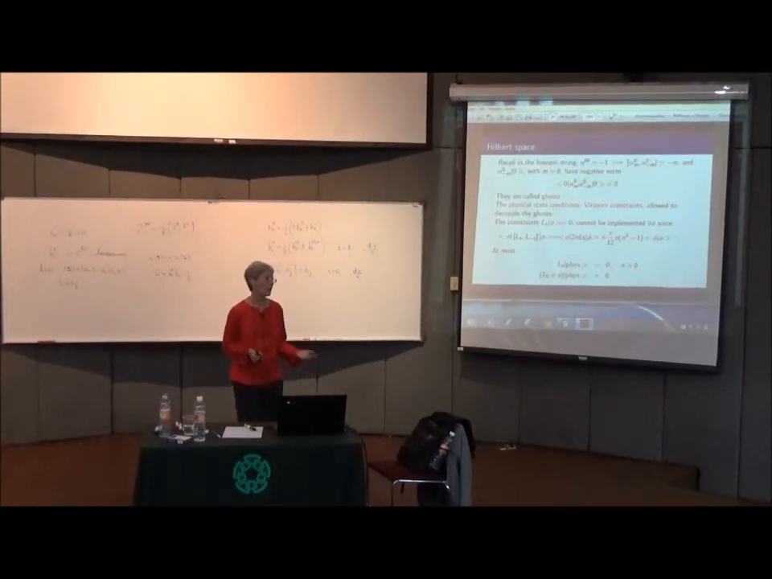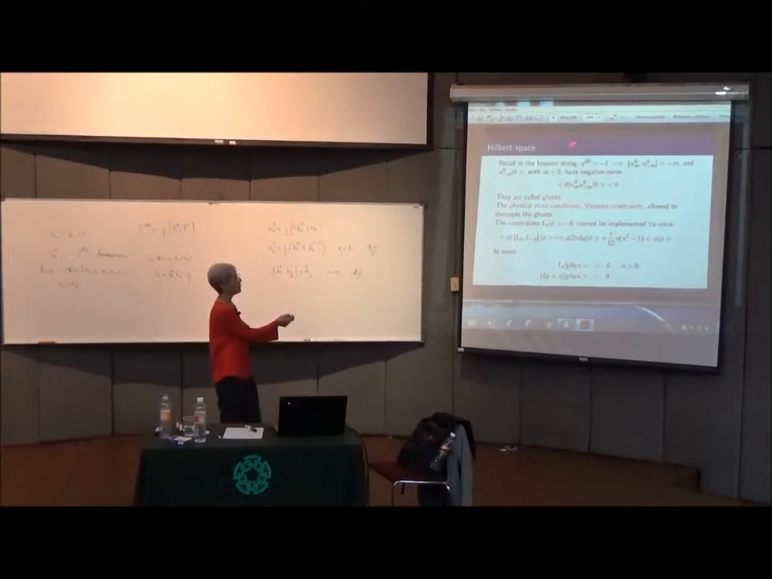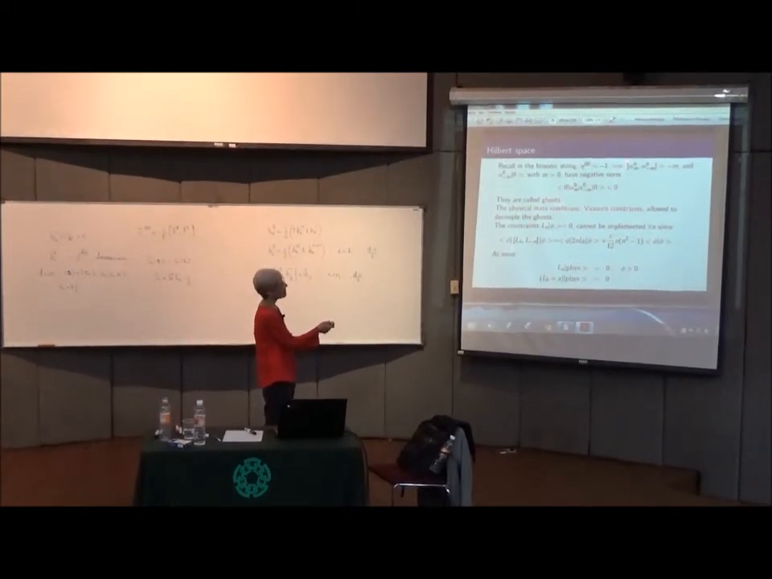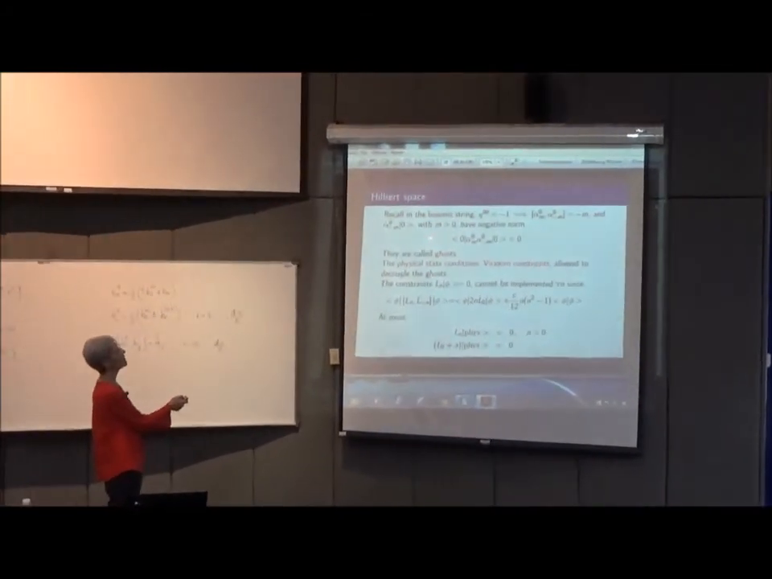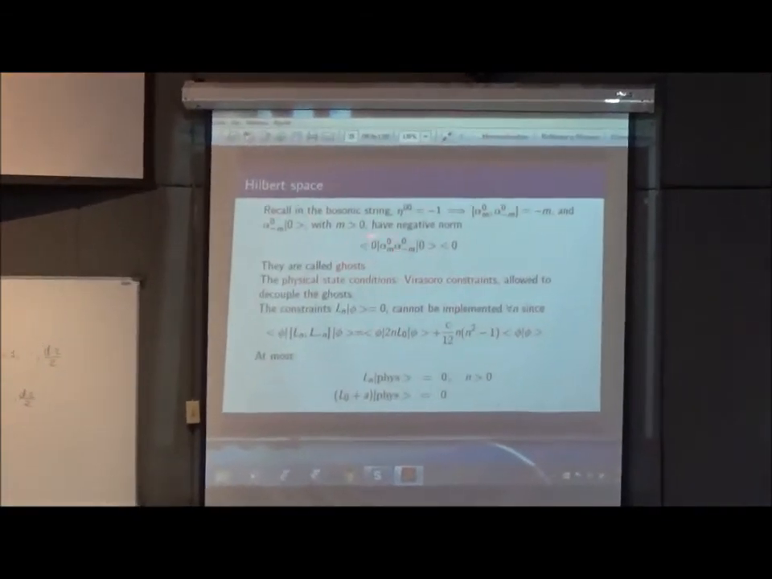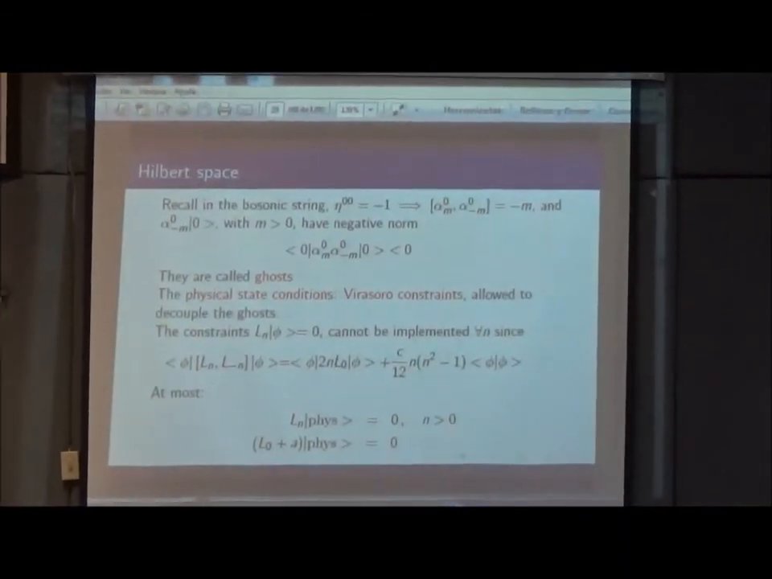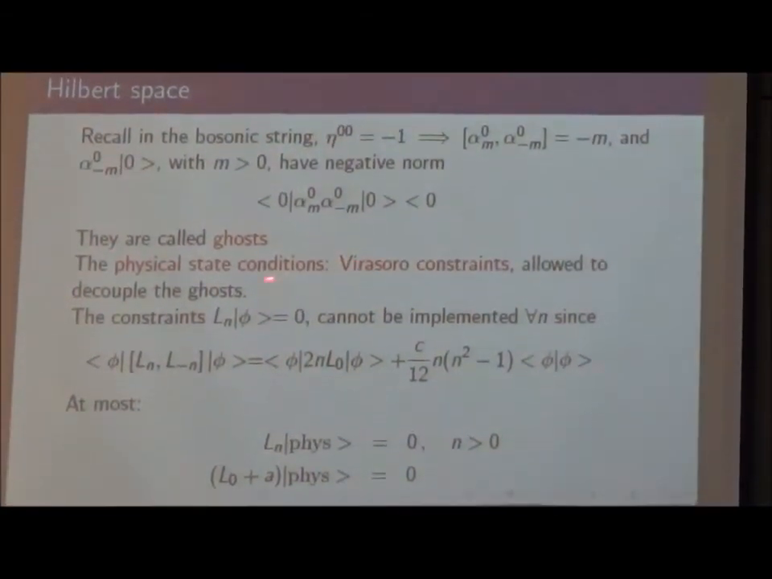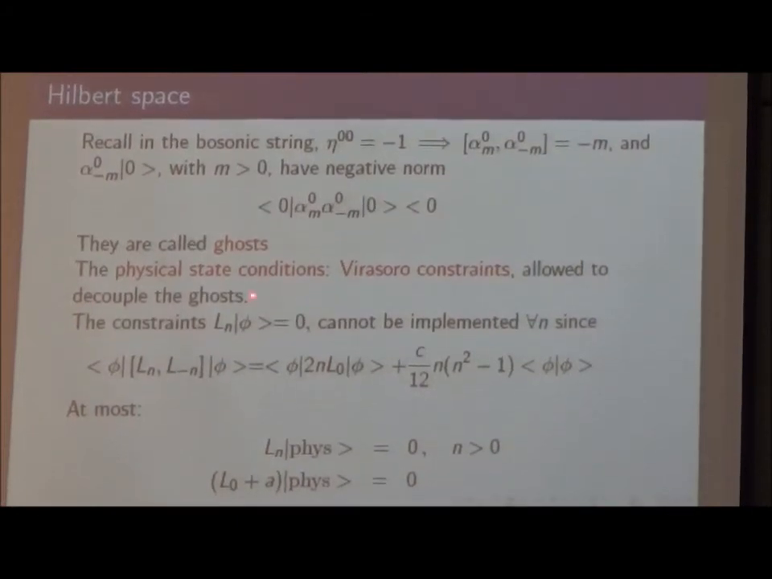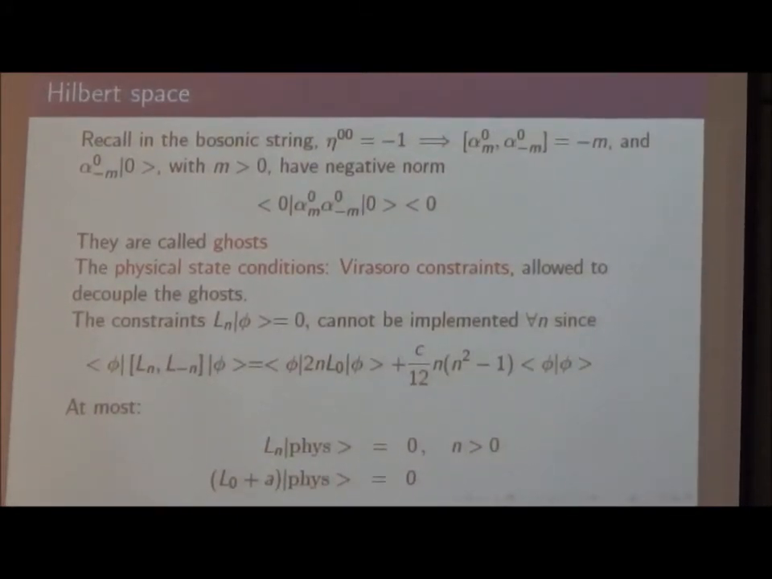So recall in the bosonic string, we had these negative norm states because of the time-like component of the Minkowski metric. So this state, alpha naught minus m, acting on the ground state, has negative norm. So these states are ghosts, and so the theory is not unitary if we have these states. But in the bosonic string, you have seen that the Virasoro constraints are the physical state conditions, and they were enough to decouple all negative norm states.